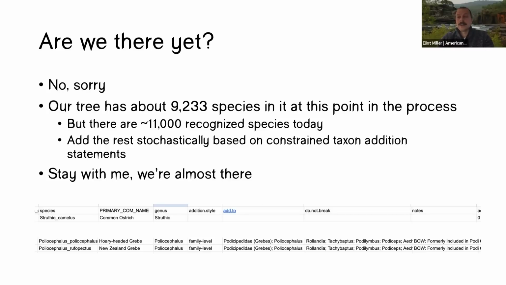And again, since I didn't have any particular information on this, I made a pretty vague but constrained statement about where to add them. Specifically, what I send off to the addition algorithm says, first of all, add these things into the grebe family and make sure they stay together. That's important. We want the two Poliocephalus species to end up in the same general place in the phylogeny. And then I say, don't break up any of the existing genera like Rollandia, Tachybaptus.